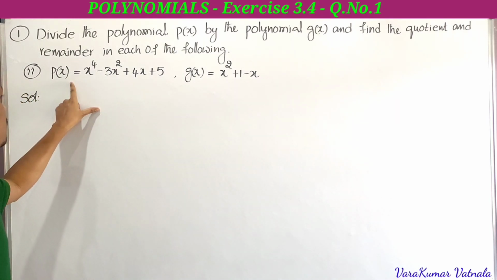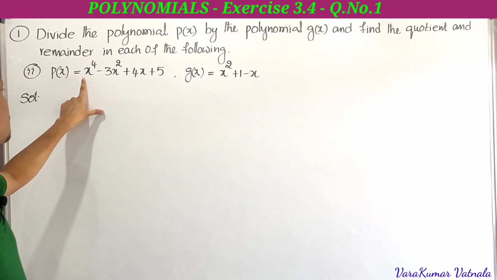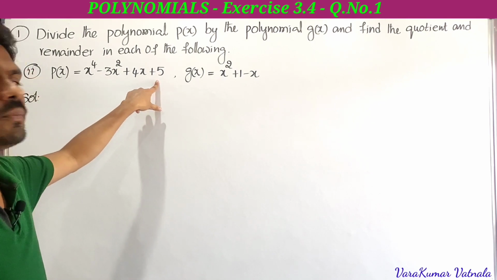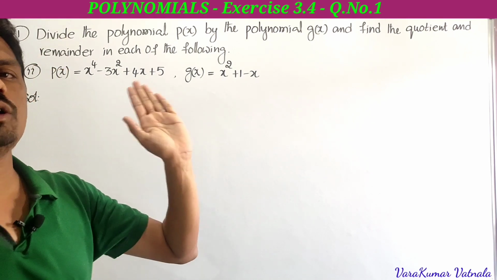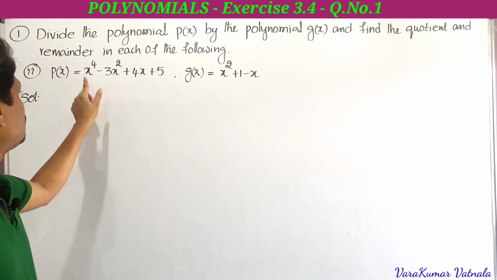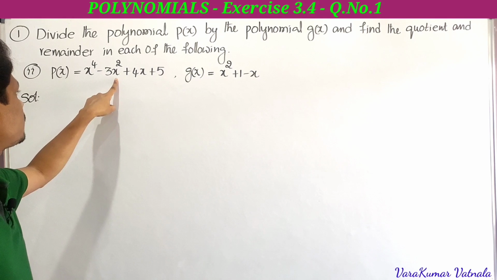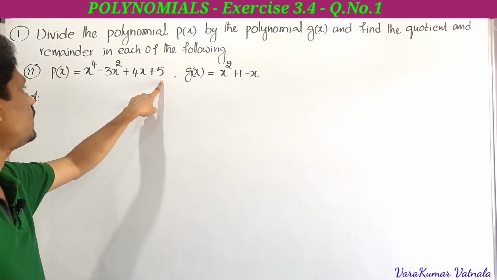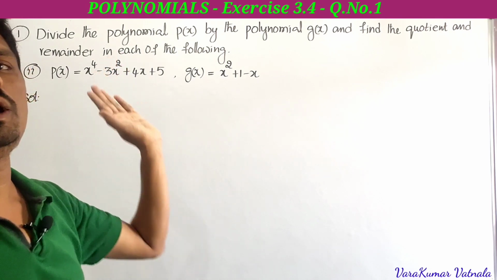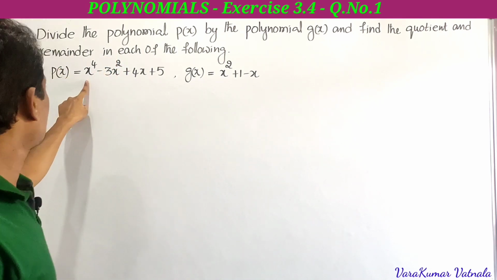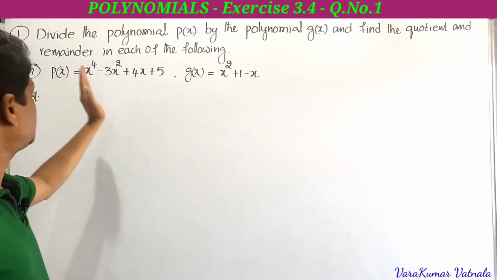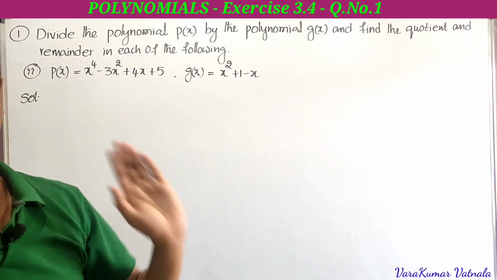Now we have to check whether p of x is in its standard form or not. x to the power 4 minus 3x square plus 4x plus 5. Here the powers of the variable should be in decreasing order. That is the standard form. So x to the power 4, x square, x and 5. The degrees of the terms should be in decreasing order. Here 4, 2, 1, 0. There is no x cube term here. Yes, p of x is in its standard form.